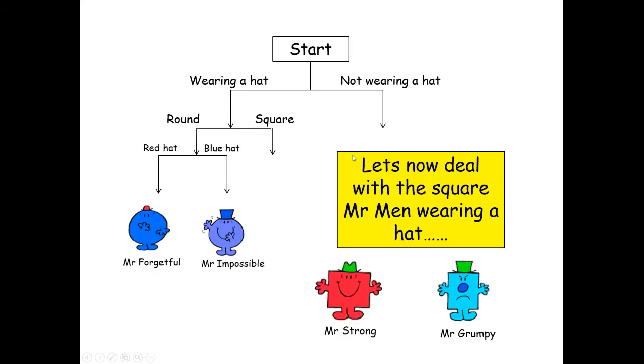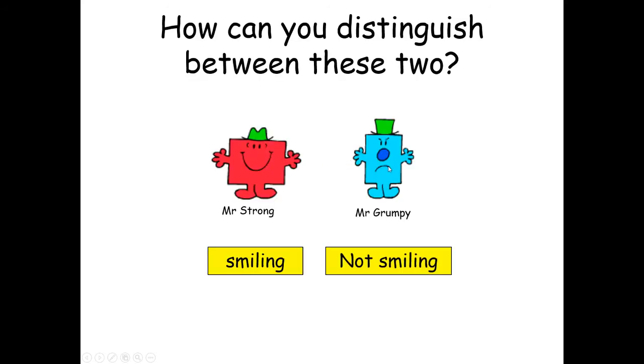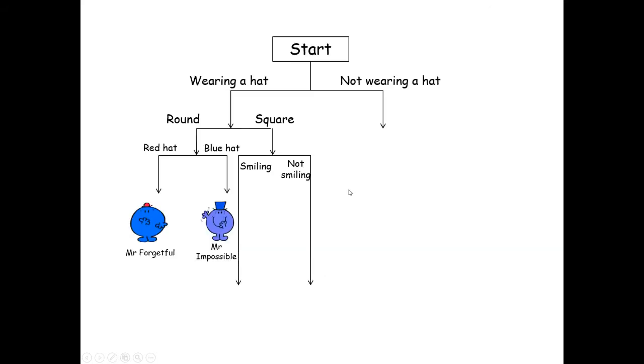Now let's deal with the square ones. So the difference would probably be smiling or not smiling. You could go with the width if you wanted, but it doesn't really matter.